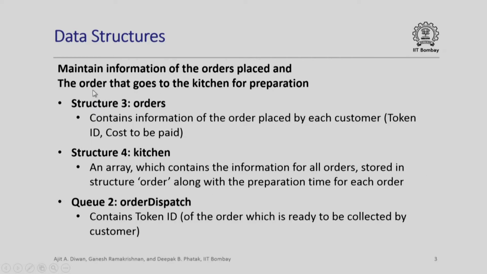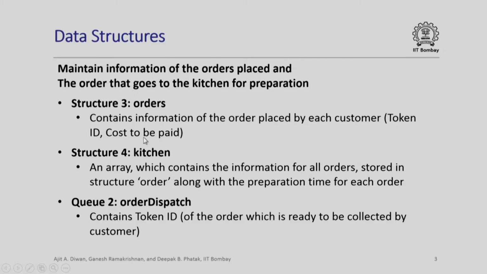Let us look at other data structures which are required for the orders placed and the orders that go to the kitchen for preparation. So, we have a structure called orders, which contains information of the order placed by each customer. Please note that there will be many more details such as individual items, their costs, etc. For this illustration, we are assuming that the only pertinent information to illustrate our queue usage is there, namely token ID and cost to be paid. We presume that when the order is placed, the person pays that cost, and the token ID and cost to be paid is the information that order placed by each customer contains.